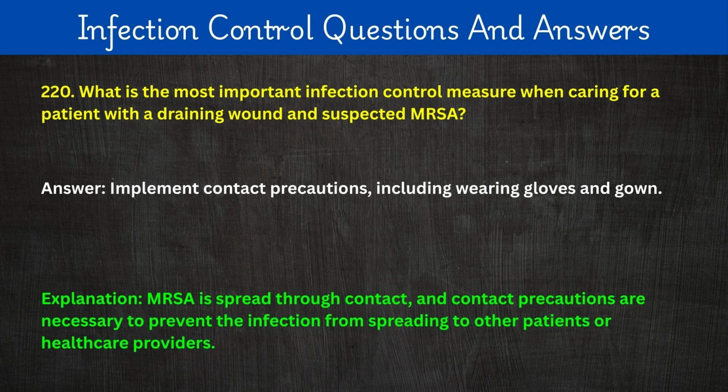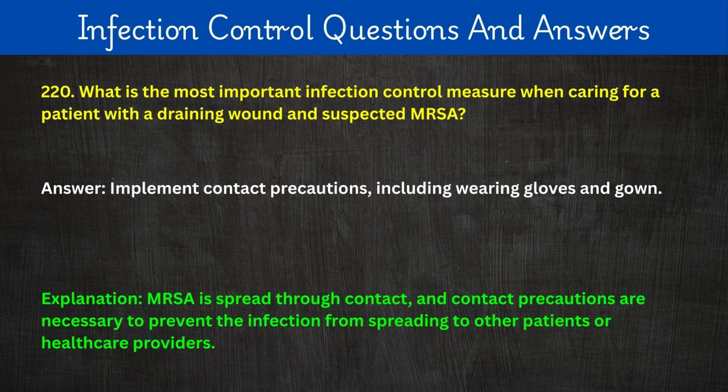220. What is the most important infection control measure when caring for a patient with a draining wound and suspected MRSA? Answer. Implement contact precautions, including wearing gloves and gown. Explanation. MRSA is spread through contact, and contact precautions are necessary to prevent the infection from spreading to other patients or healthcare providers.